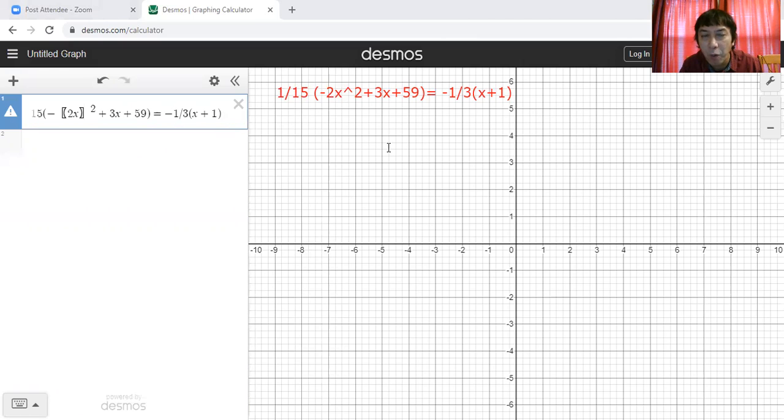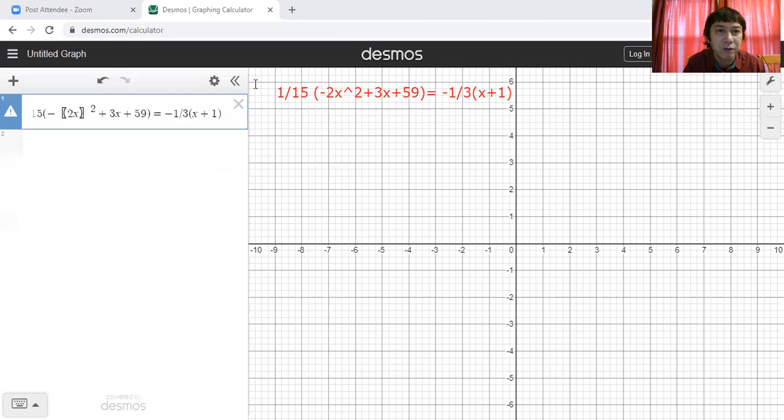It says here 1/15 times the quantity negative 2x squared plus 3x plus 59, and that's equal to negative 1/3 times the quantity x plus 1. Notice the left side is a quadratic expression, and the right side is linear. You can see a first degree x at the right, and a second degree on the left. So the left side can be expressed as one equation, and the right as another equation.